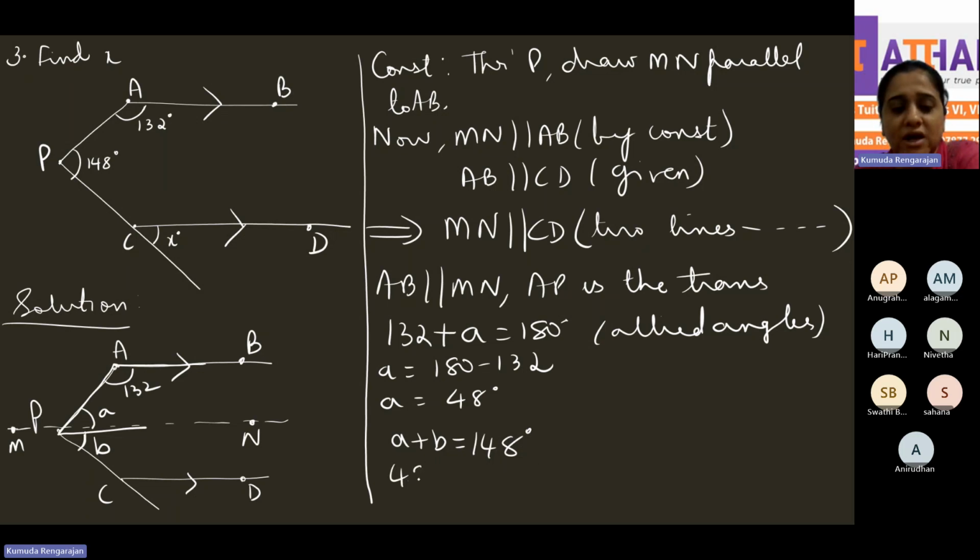What is A? A is 48, we found. So 48 plus B is equal to 148. So B is equal to 148 minus 48. B is equal to 100 degrees. Yes or no? B is 100. Every sum is different in working. It's not exactly like what we did earlier. Now, what is the relationship between B and X? There's X here. What is the relation between B and X?